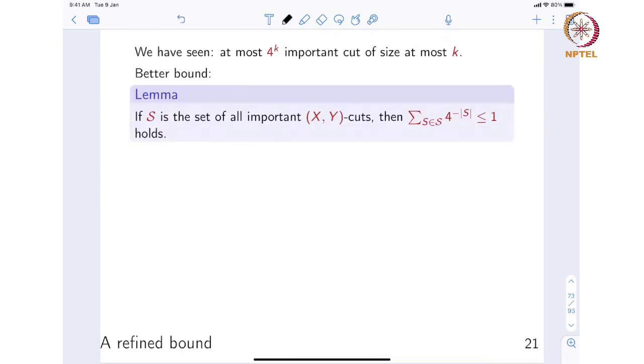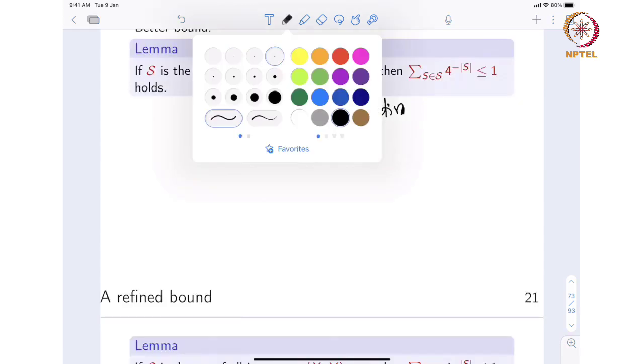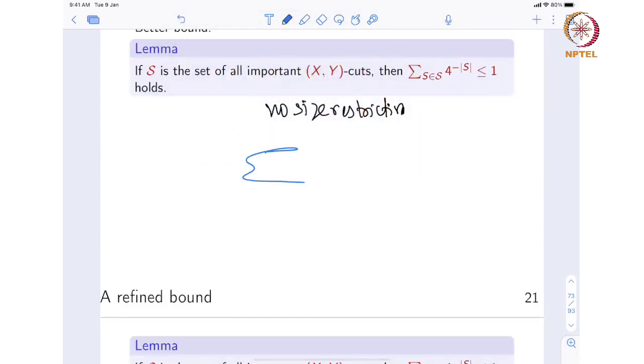Okay, let's see why this implies it. If S is the set of all important XY cuts, we have seen at most 4 to the power k important cuts of size at most k. We'll give you a better bound actually. If S is the set of all important XY cuts, all important, no size restriction, then what does this say? Look at S in curly S, the set of all important separators. The sum of 4 to the power minus the size of S is at most 1.